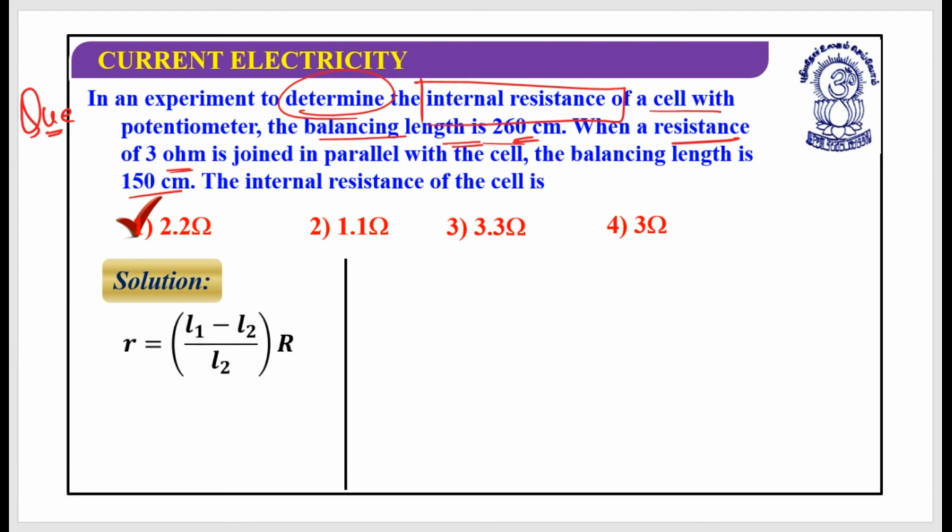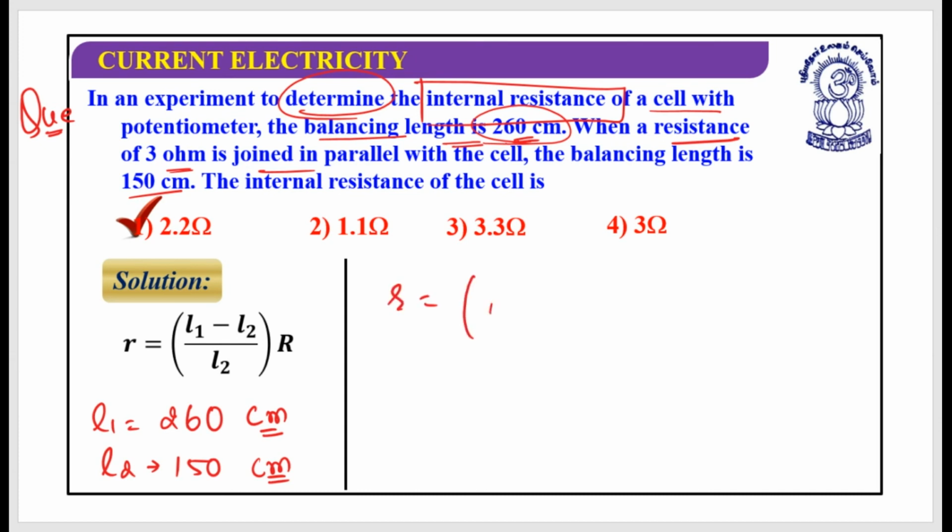At the initial level the balancing length is 260 centimeter, which indirectly indicates that when no current has been passed through the secondary circuit, your balancing point or null point is obtained at 260 centimeter. And when a resistance of 3 ohm is joined in parallel with the cell, the balancing length is at 150 centimeter. So this is the situation.